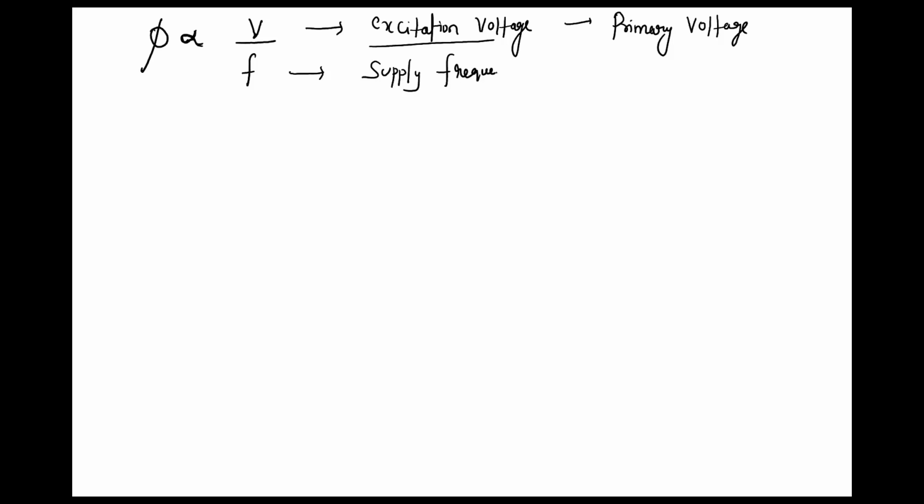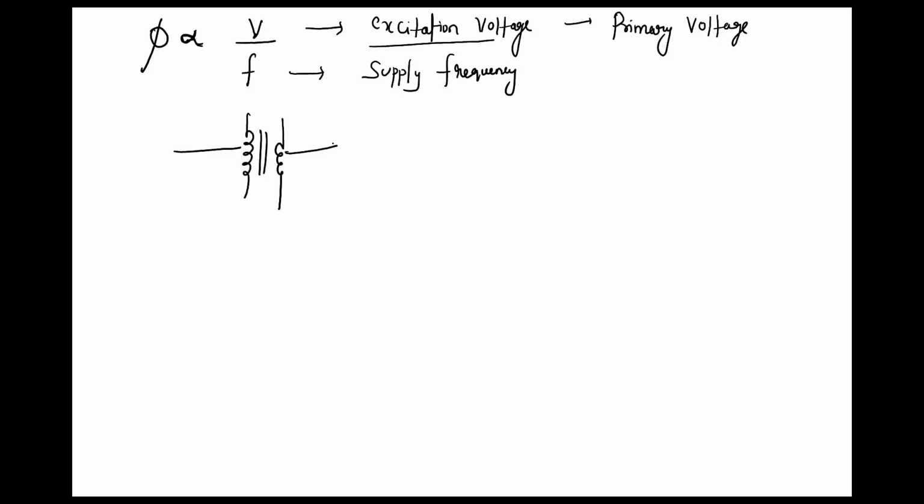So the transformer core will be saturated either when you increase the voltage or when you decrease the frequency. Once it gets saturated, we have seen that some effects will happen. For example, to make you understand what saturation is, I'll give one simple example. Let us assume this is a transformer.